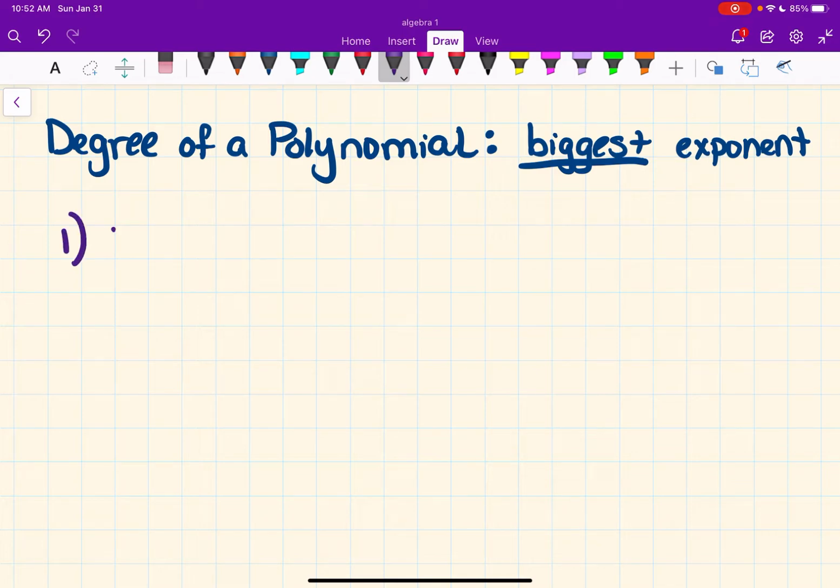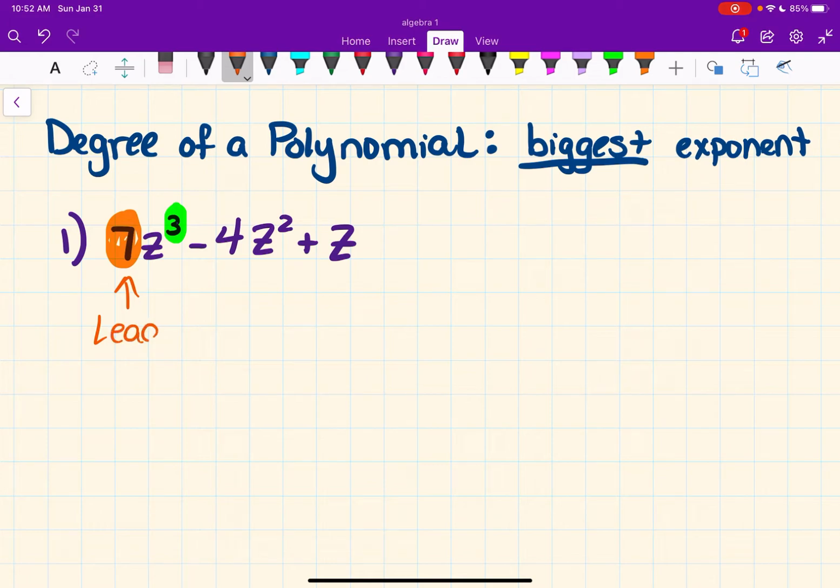Number 1, 7z to the third, I always cross my z's, just FYI, 4z to the second plus z. Okay, let's talk about the degree. Well, it's the biggest exponent. In this case, the biggest exponent is 3. And then the lead coefficient is the number that's attached to the highest degree variable. And in this case, it's 7. So 7 is the lead coefficient. It doesn't necessarily have to be the one in the front. Most of the time, if we have it in the right order, that's going to be true. And the degree is 3.